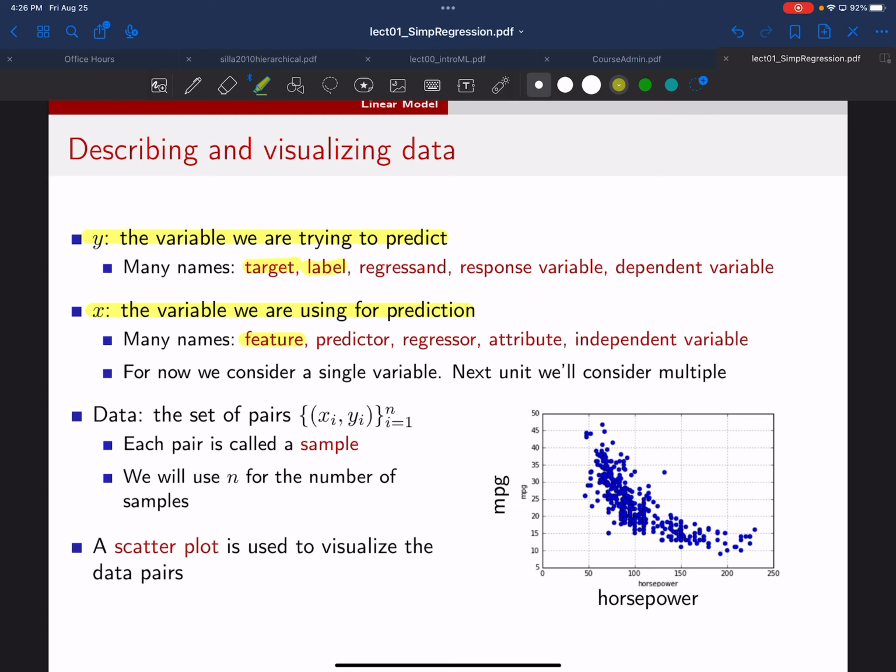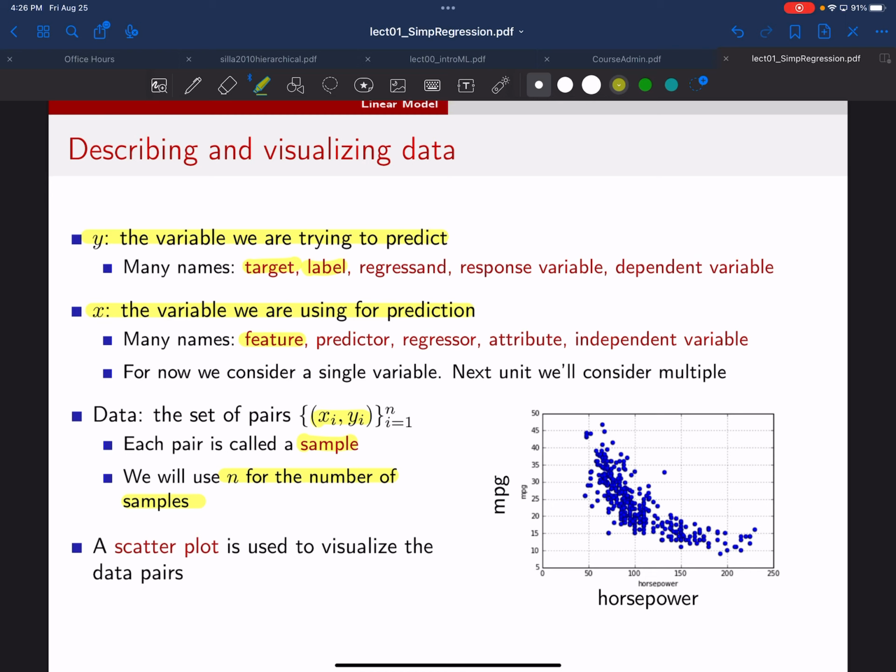Okay, now the data set that we're given in this sort of problem, this prediction or regression problem, is a set of x, y pairs. And we're going to put a subscript i on those variables to indicate the index within the data set. We'll refer to each of those pairs as a sample. So we have a data set with many samples, and we're always going to use n for the number of samples in our data set.